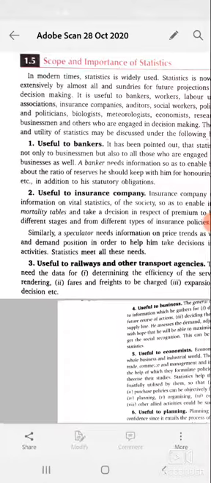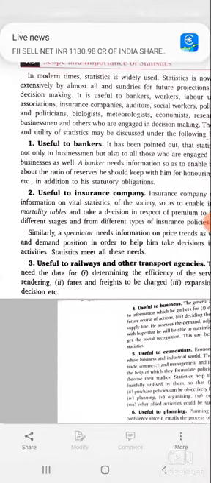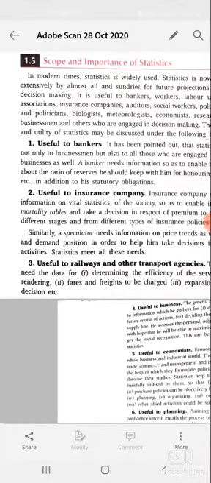First, it is useful for the bankers. There are different types of banks in society. The most common is the commercial bank, then mutual banks, then the central bank. You will also find the agricultural bank and different other types of banks. These banks collect information or data for different purposes. Without statistics, these banks are of no use, or we can say if there is no statistics, the function of the bank cannot be performed.